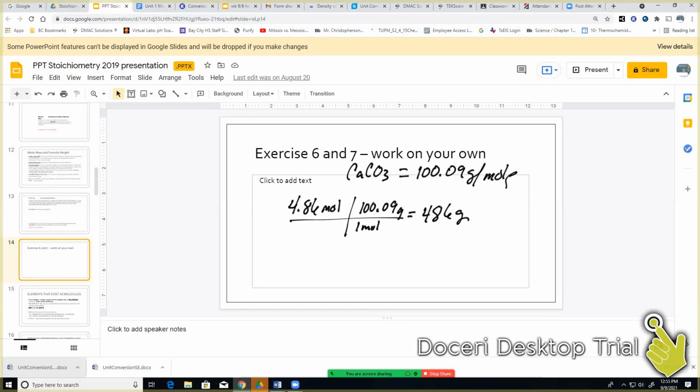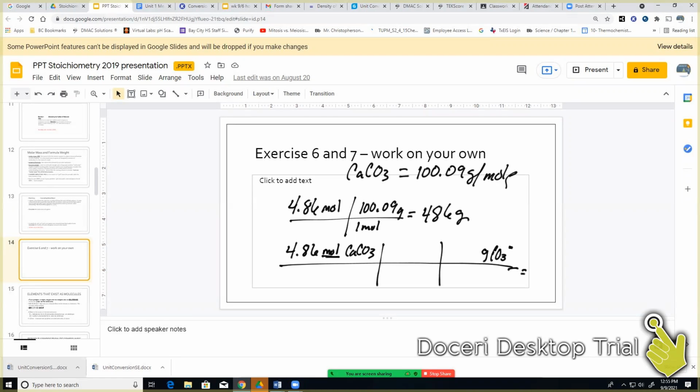The second one was a little trickier. Was anybody able to get the second one? All right. So on that one, because it asked you how many ions were present, you just kind of had to dissect calcium carbonate. So if I have 4.86 moles of calcium carbonate, and what we were trying to find was grams of the carbonate ion, right?